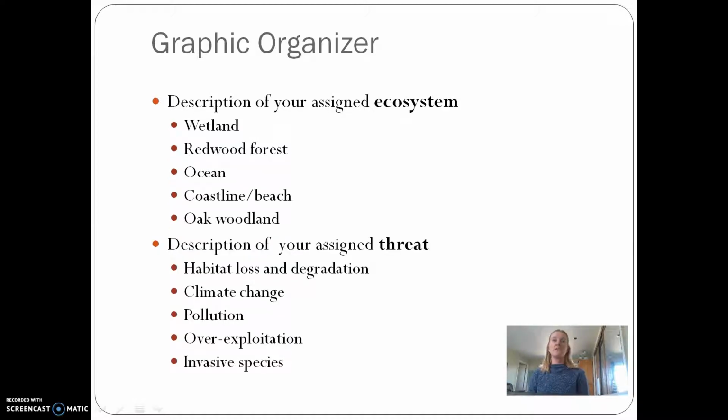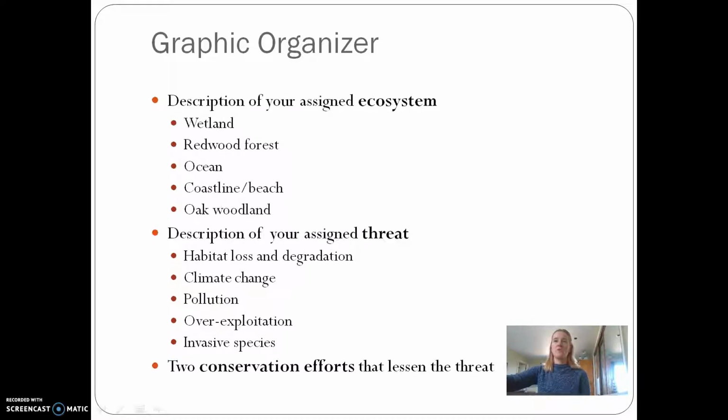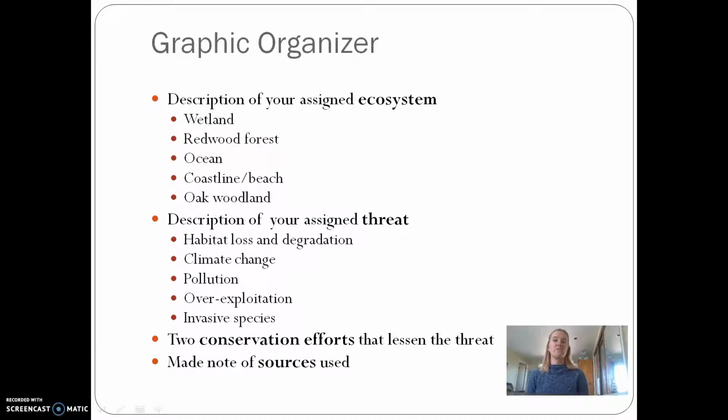And you've also all filled in a description of your assigned threat, the threat to biodiversity in your ecosystem. So habitat loss and degradation, climate change, pollution, overexploitation, or invasive species. You've also all done research on the websites that I gave you in order to find two conservation efforts that lessen that threat and thereby support biodiversity in your ecosystem. And you've also made note of the sources that you've used, those websites that I gave you, or any other websites that you found.